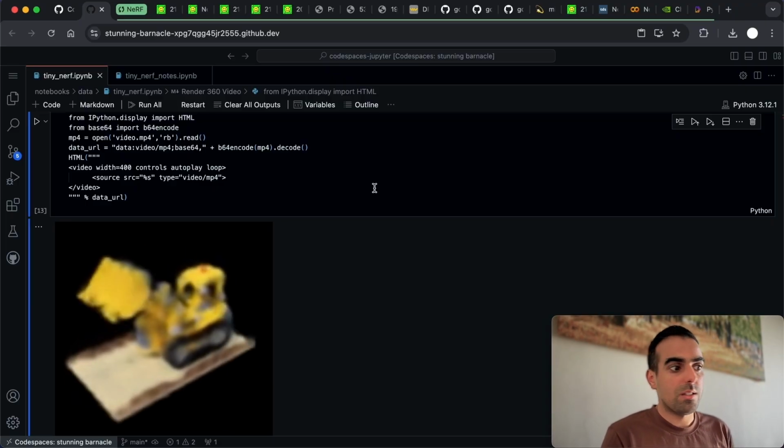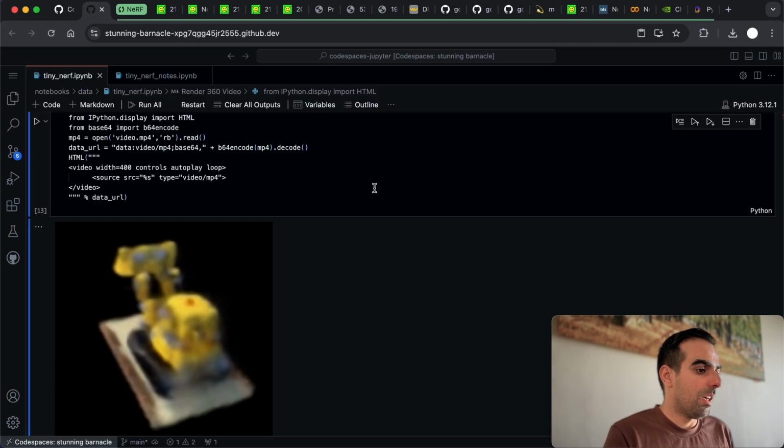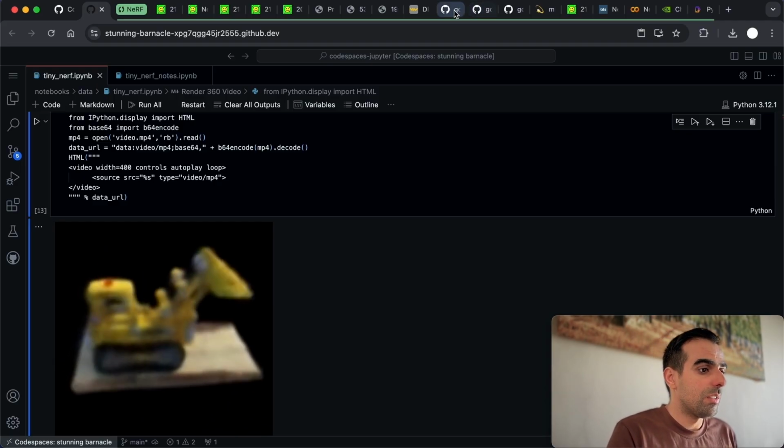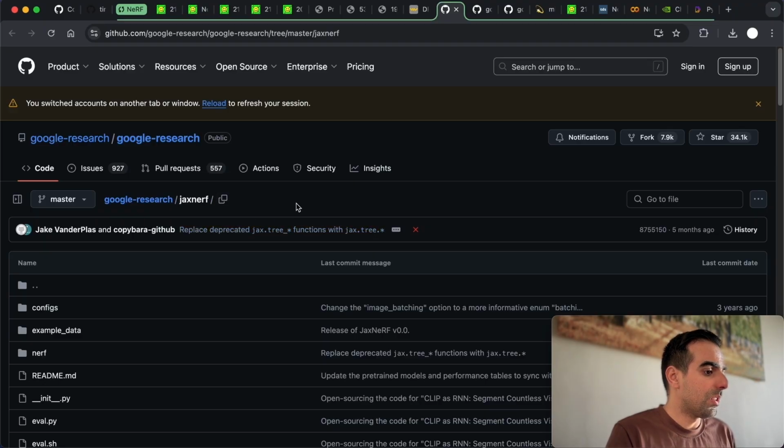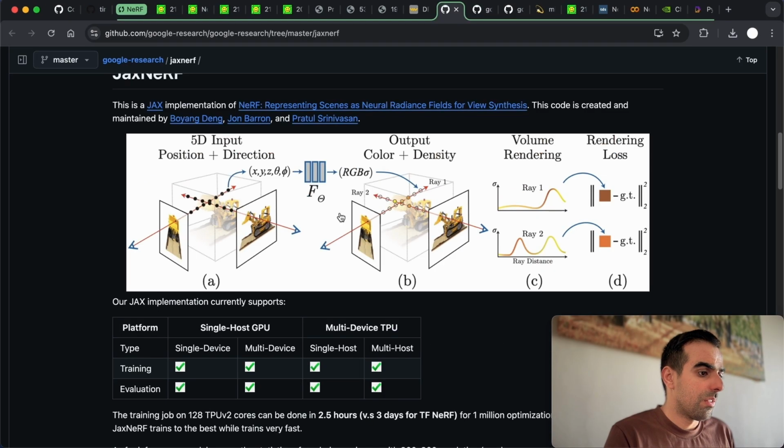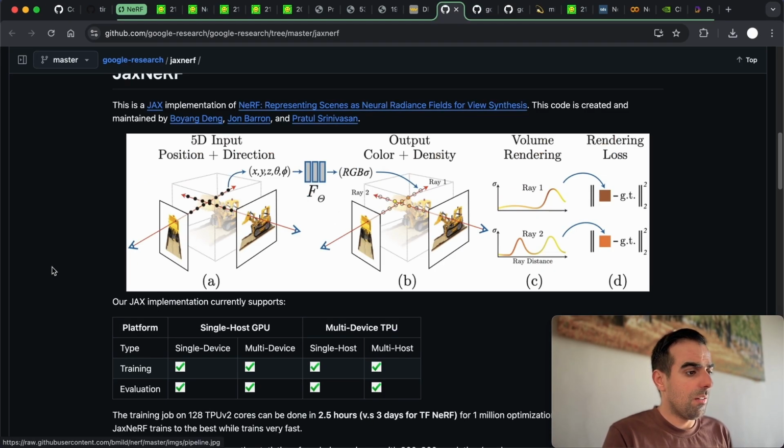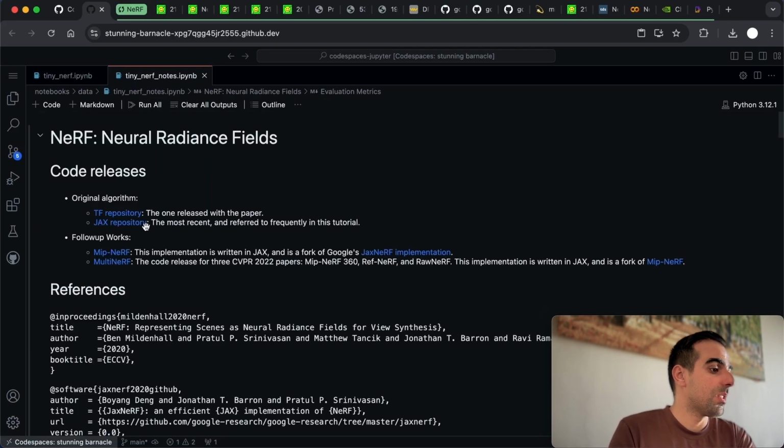The same research team has released an implementation in JAX, and you can find it here under Google Research, JAX NeRF. This is the most recent implementation of the original NeRF, and most of the follow-up works were basically forks of this repository. So the research team now, they are not using TensorFlow, they are using JAX. So here's my notes. This is the original TensorFlow repository, and this is the JAX repository.